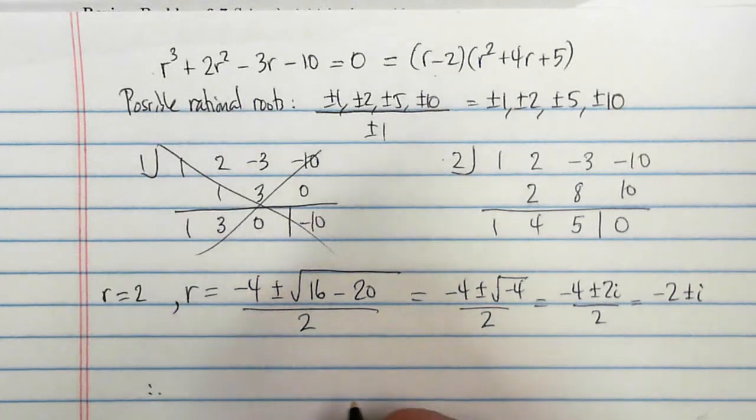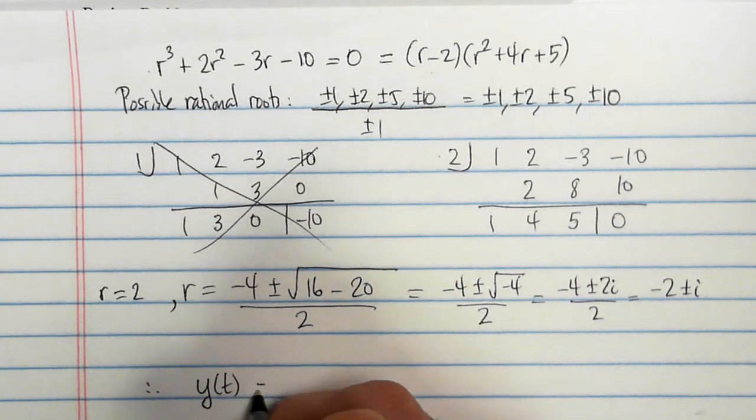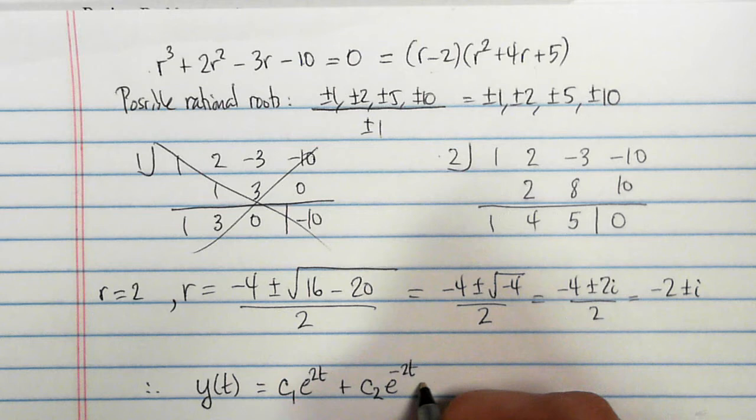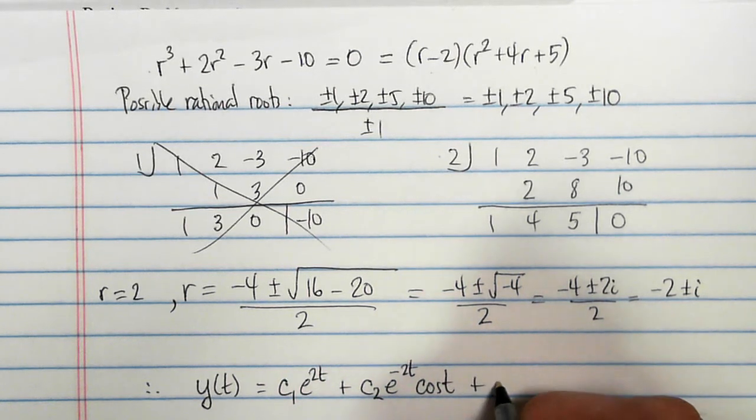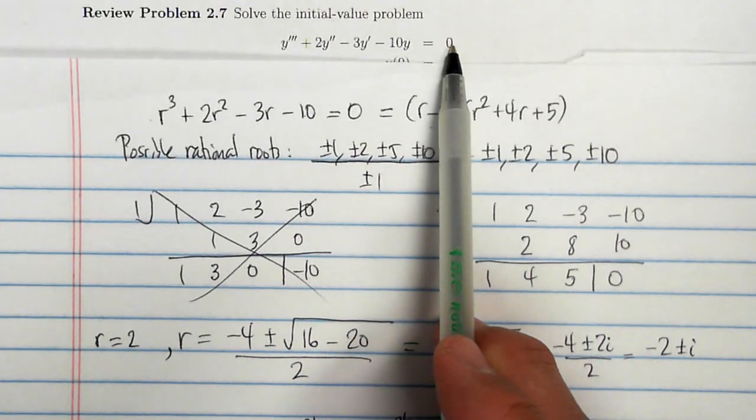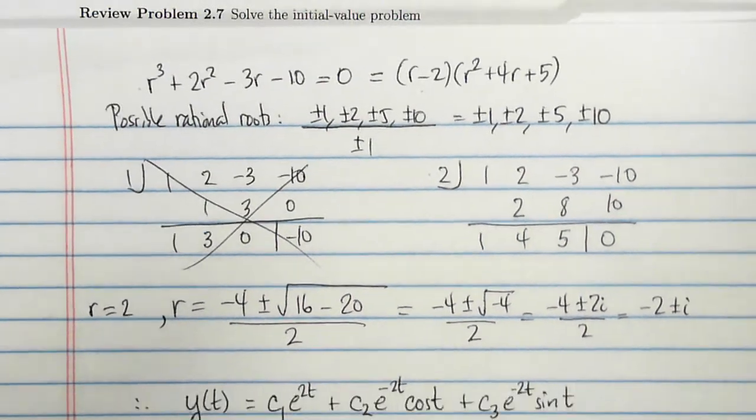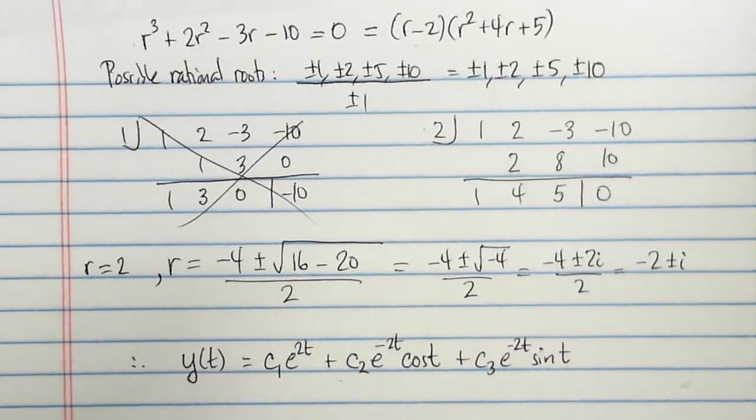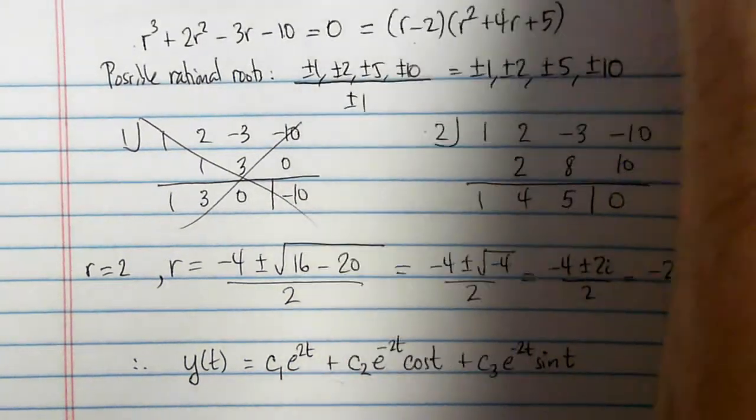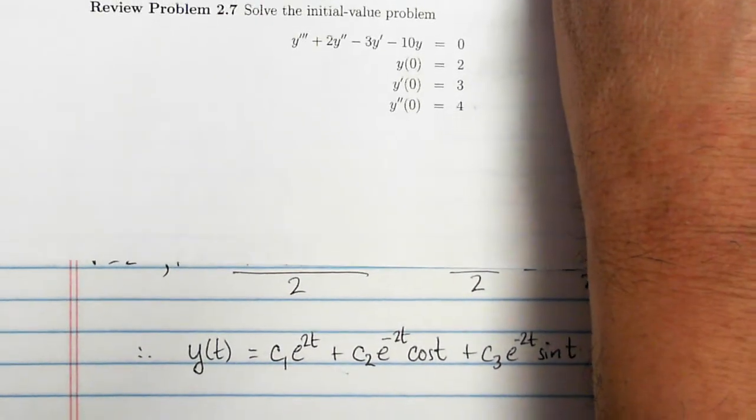And so that means that our solution is going to be y = c1 e^(2t) + c2 e^(-2t) cos t + c3 e^(-2t) sin t. All right, I have a 0 on the right-hand side here, so I don't have any particular solution to worry about, and so that will be the form of the general solution. Now, the slight detail that I have to figure out is what are these three constants. So I've got these three initial conditions that I still have to worry about.